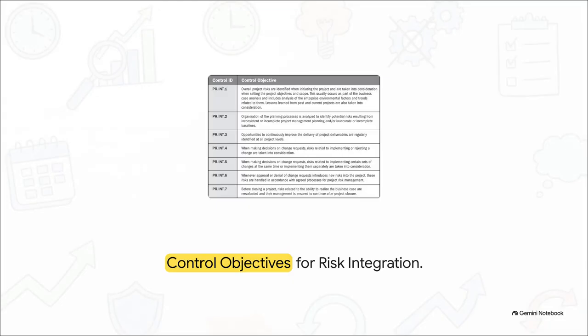Because here is the harsh reality. Making a decision on a change request inherently introduces new risks. It doesn't matter if you implement a change or reject it. Either way, you are fundamentally altering the risk profile of your project. The key is that these new risks have to be immediately fed back into your standard risk management processes. You have to evaluate them and watch them like a hawk so they don't blow up your objectives down the line.